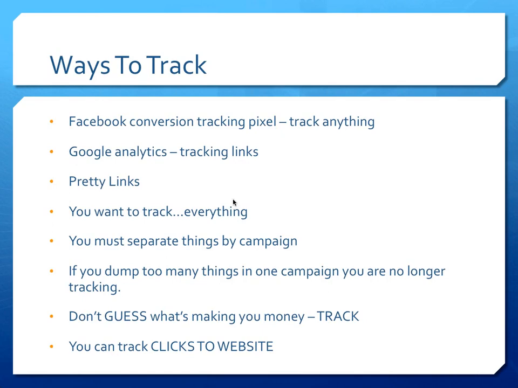Ways to track. Number one, you can use the Facebook conversion tracking pixel. You can track anything. Number two, Google Analytics tracking links. Number three, pretty links. We're starting to use pretty links now for tracking purposes. You want to track everything. You want to separate things by campaign, because if you dump too many things in one campaign, you no longer track it. You don't want to guess what's making you money. You want to track. And you can track clicks to websites as well.